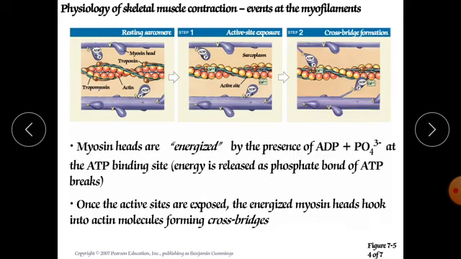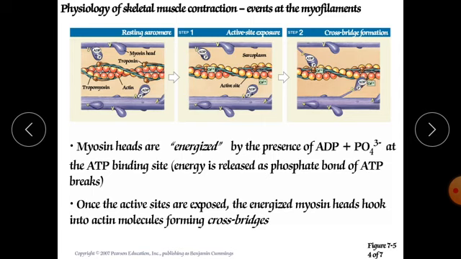Now the myosin heads are energized. What are the myosin heads? You can see this is the myosin head, this is the myosin head, this is the myosin head. The myosin heads are energized by the presence of ADP and phosphate at the ATP binding site. So it can be energized by this ADP and the phosphate.